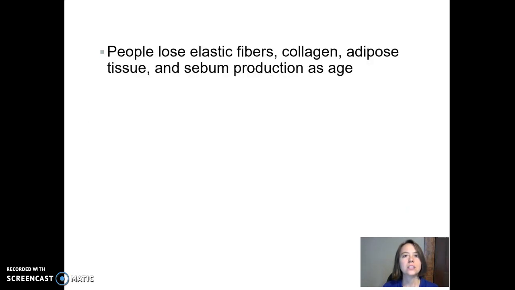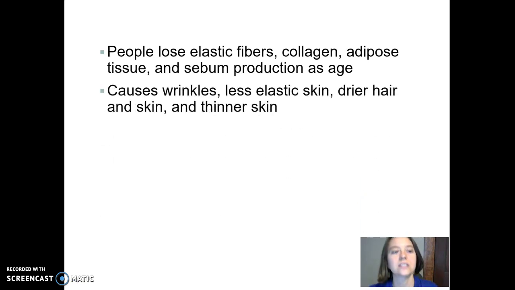So people lose elastic fibers, collagen, and adipose tissue, as well as sebum production goes down as they age. I would like you to think about it for a minute, and using what you know about tissues, what would happen to the integumentary system when you lose some of this tissue? Okay, so did you get some of these?